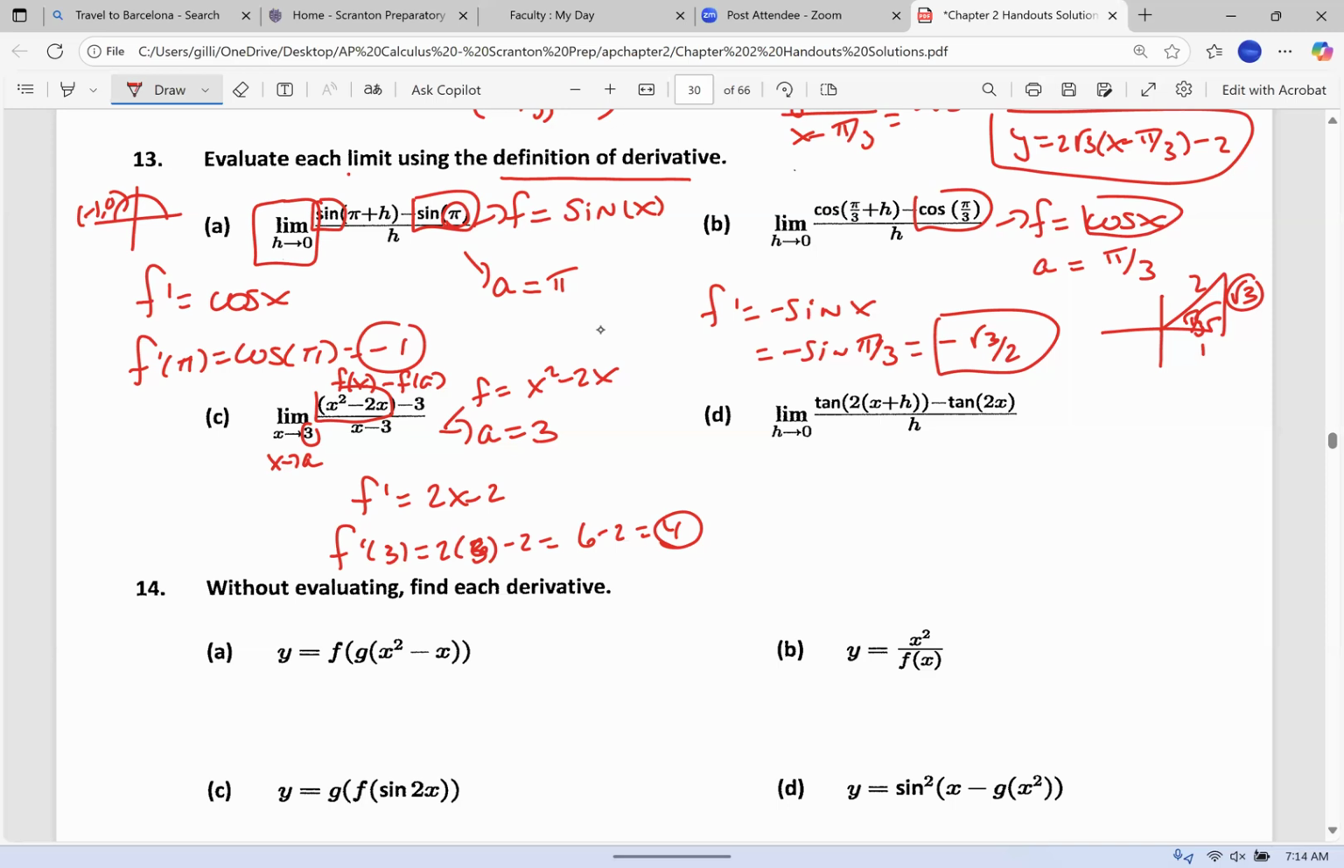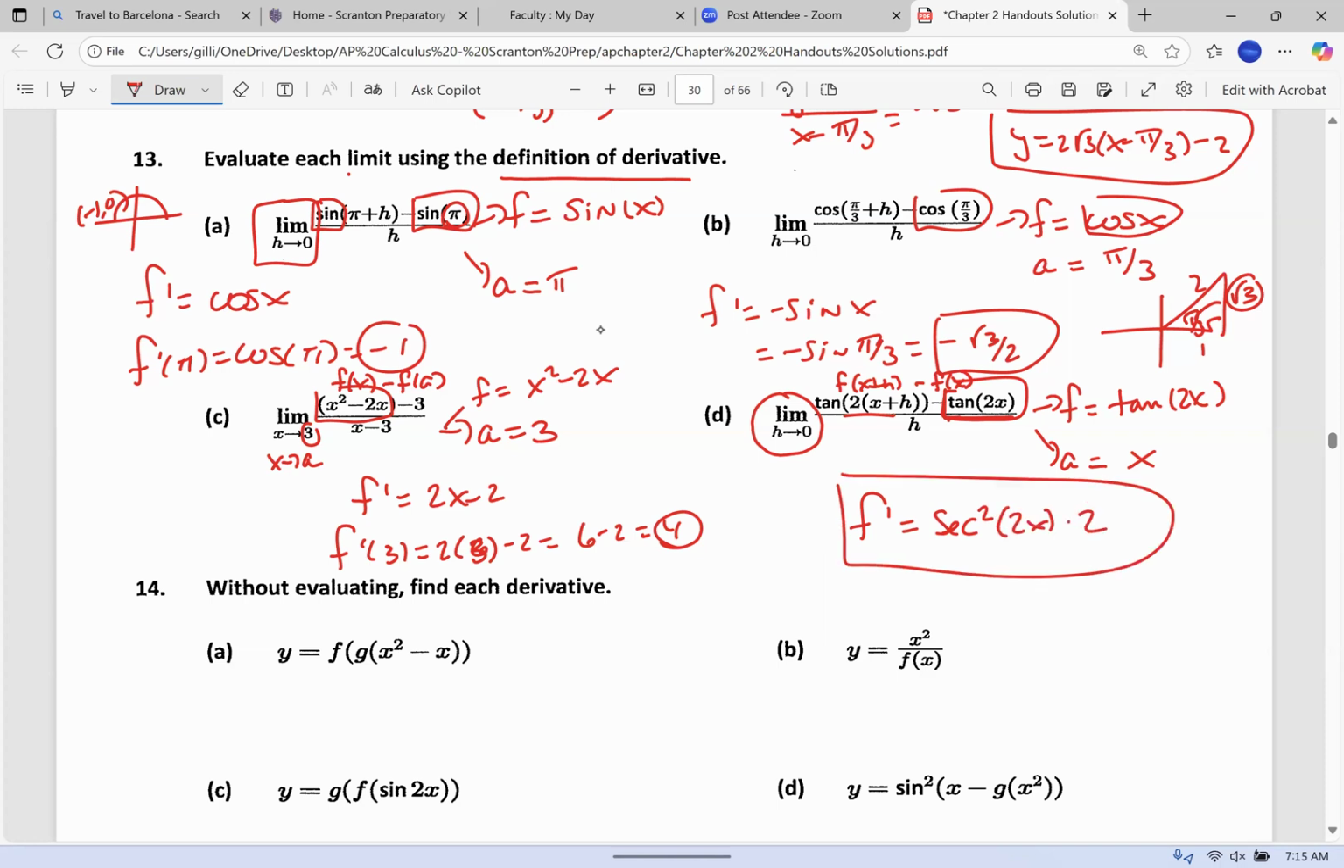And finally in D, it's the definition of derivative with h going to 0. I need two things, a function and an a value. So my function in this part is tangent of 2x, because in this form, it's f of x plus h minus f of x. So after the minus sign tells me an indication of what my function is. And I'll also look at it from here too. And my a value is just x. So the derivative of tangent 2x, derivative of tangent is secant squared. Repeat the inside and times it by 2. There is no x value, so it stays in terms of x.